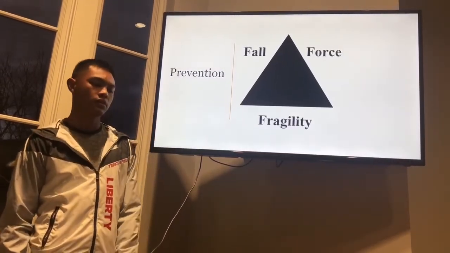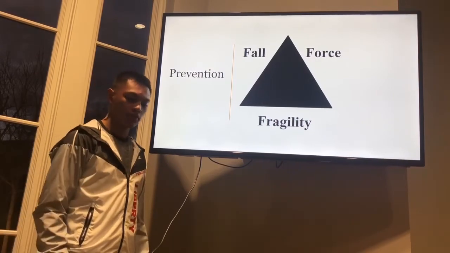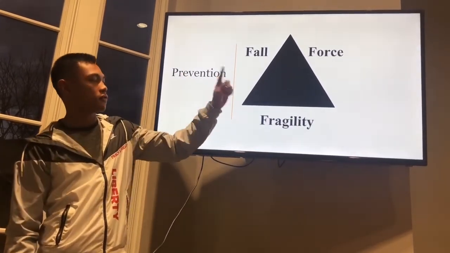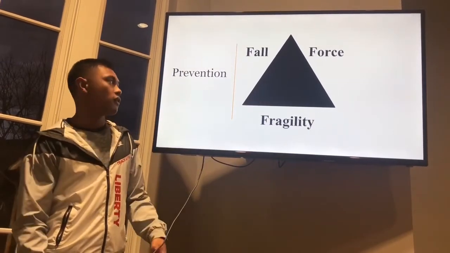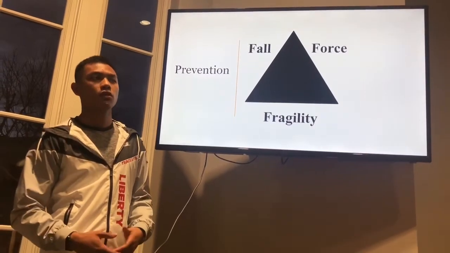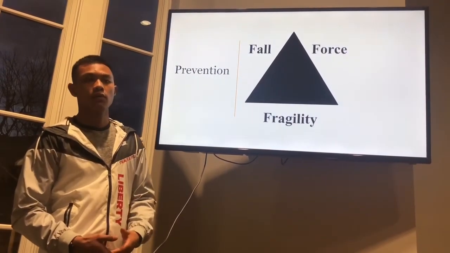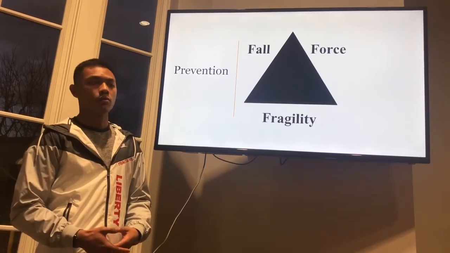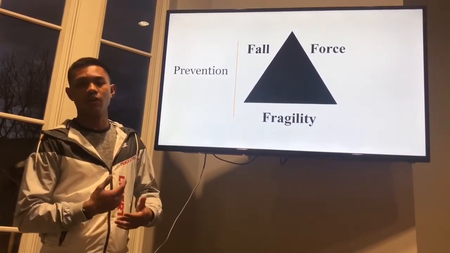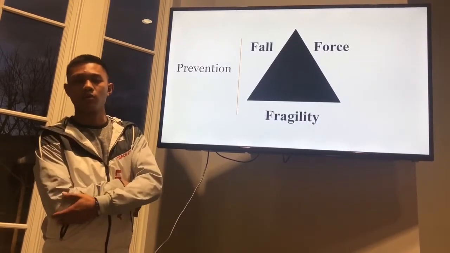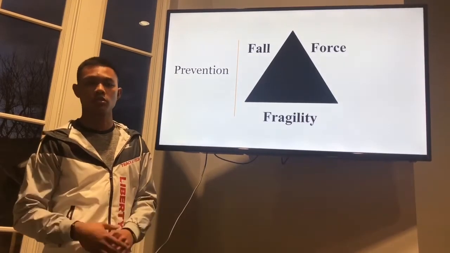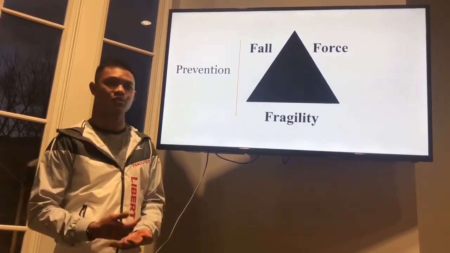Now for prevention, this is the fracture triangle. The fracture triangle includes the fall, the force, and the fragility. The fall is included because the fall itself matters, like how did they fall, why did they fall, because I could slip on a banana peel and land on my elbow and fracture that part of my elbow, or I could trip down the stairs and tumble down and fracture multiple parts of my body like an elderly person would.